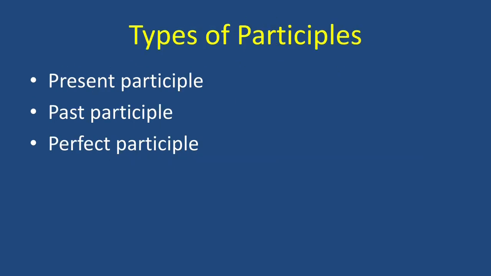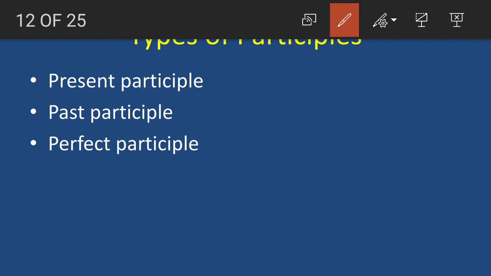Let's move ahead. Types of participles. There are three types of participles. Present participle, that is verb plus ing. Then is past participle, that is the third form of the verb. And perfect participle, that is having plus the third form of the verb. Now let's see each of these one by one.